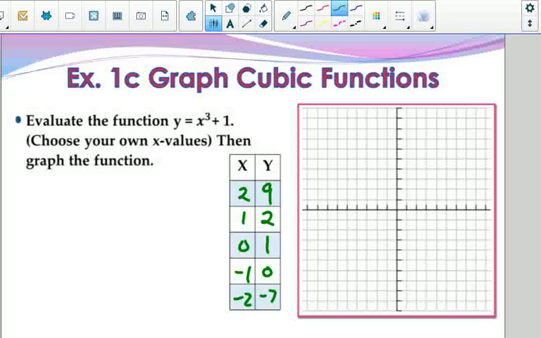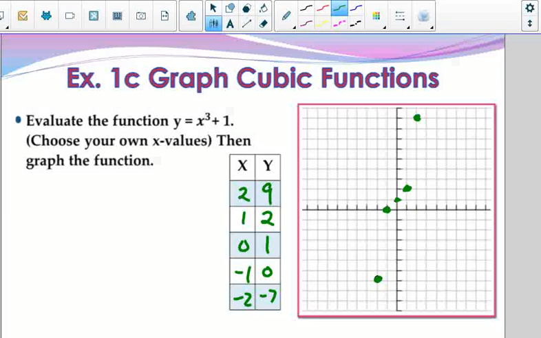So here's 2. Positive 9 would be up here. So 1 and 2 would be here. 0 and 1 would be here. Negative 1 and 0 would be here. Actually, not there. Negative 1 and 0 would be here. And then negative 2 and negative 7. Here are your points there.